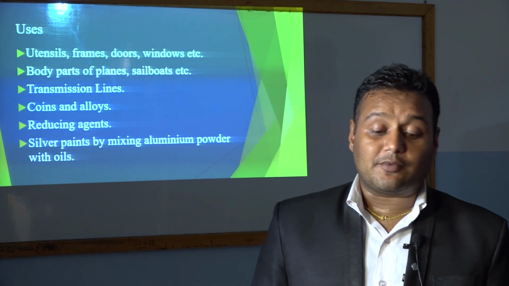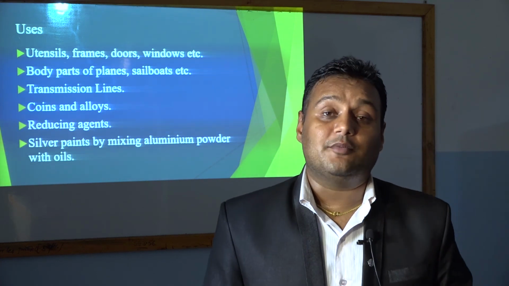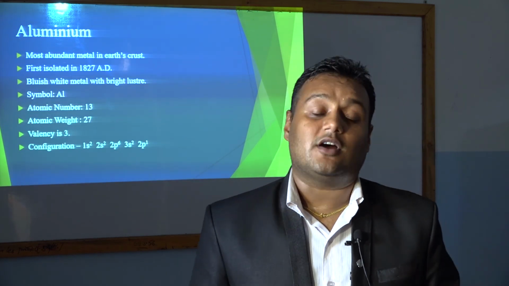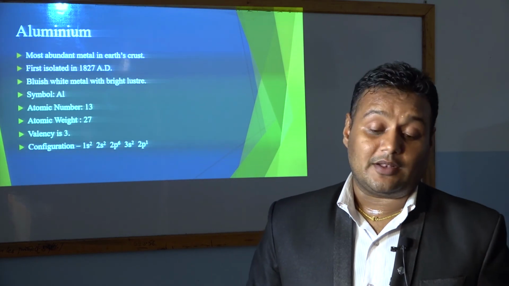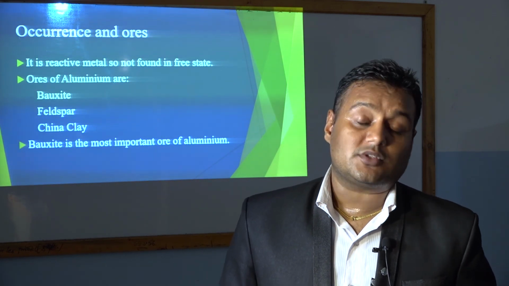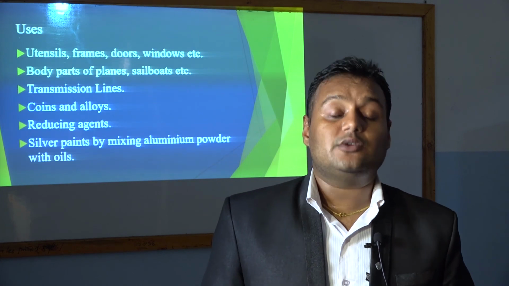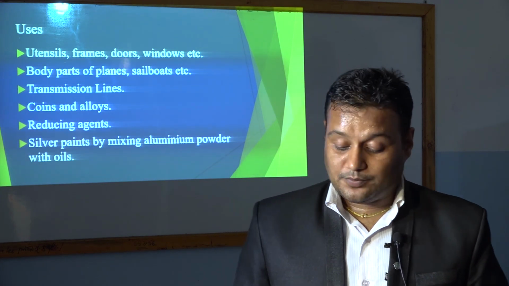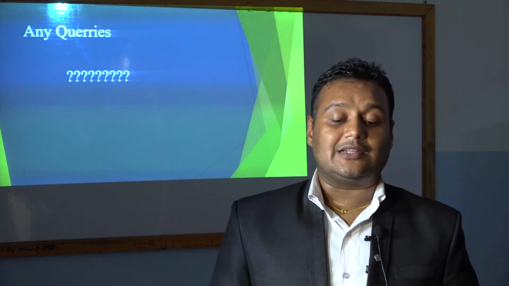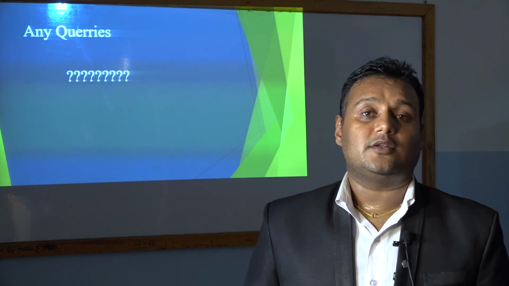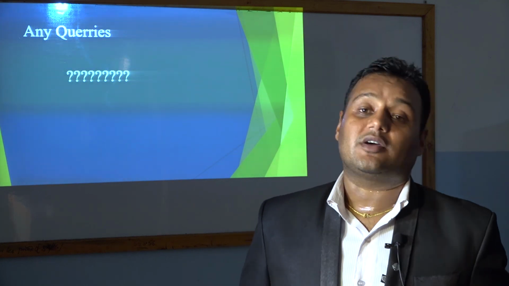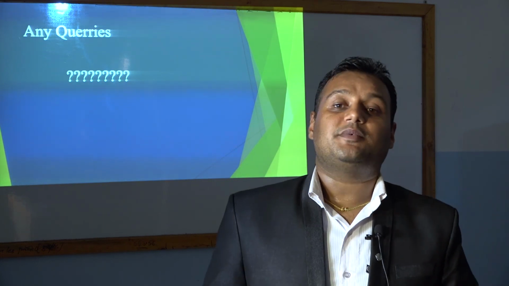So we have completed aluminum, one of the most important metals. We have read about the physical introduction of aluminum, position of aluminum in the periodic table, occurrence and ores of aluminum, physical properties and uses of aluminum. I would like to request my students to read thoroughly about iron and its ores, and you must be able to write all these topics: their ores, their occurrence, their uses and their physical properties.